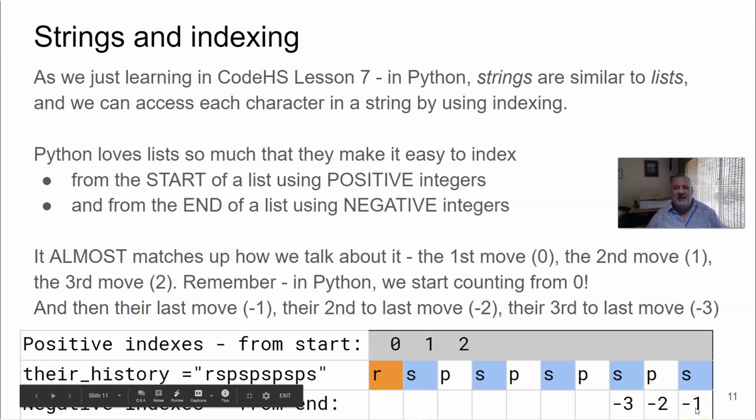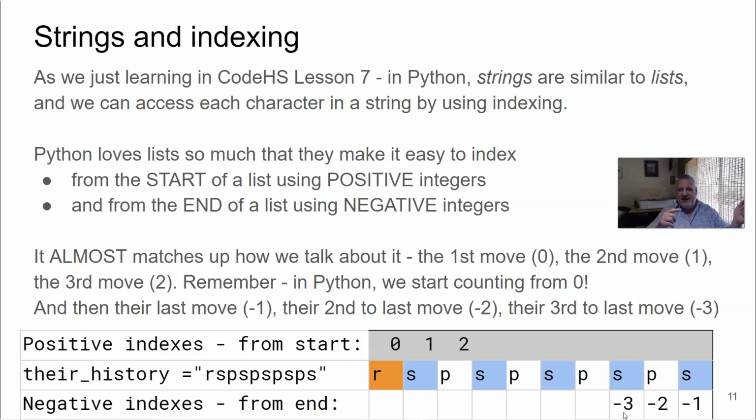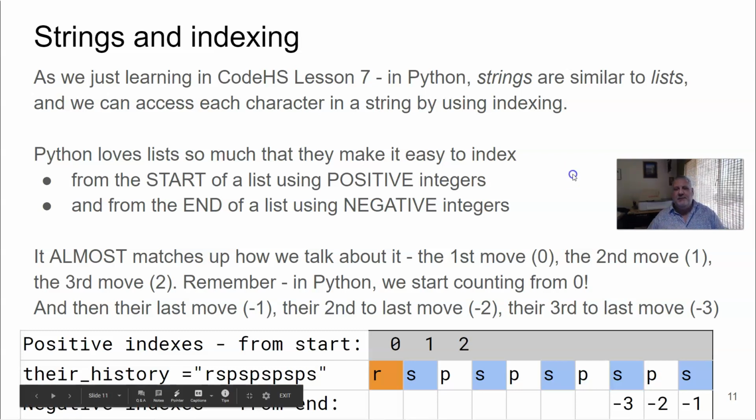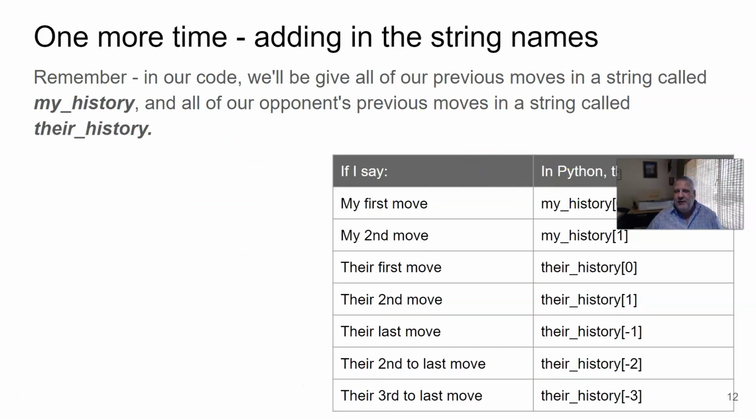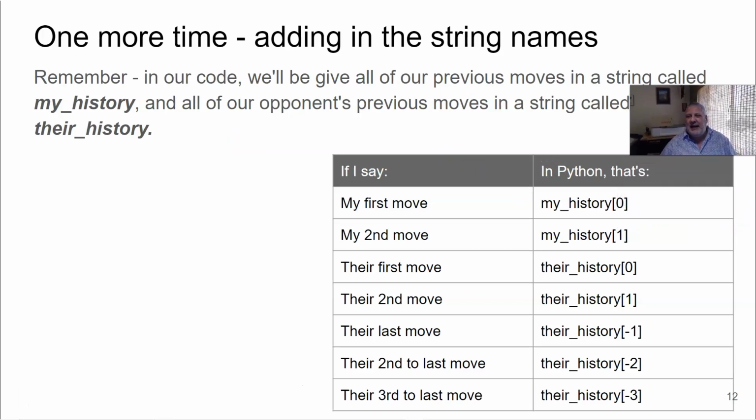This is exactly like it sounds. Their last move, -1. Their second to last move, -2. Their third to last move, -3. Python loves lists so much they came up with this negative indexing to make it super simple to pull stuff off the list from either end you want.